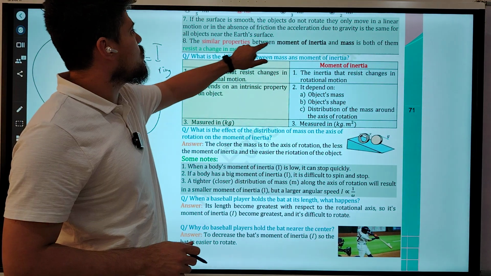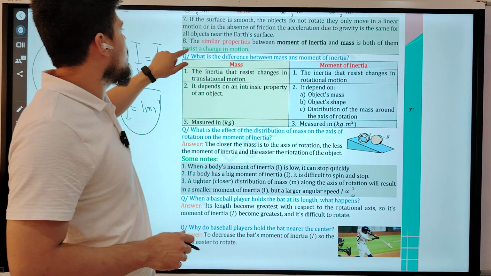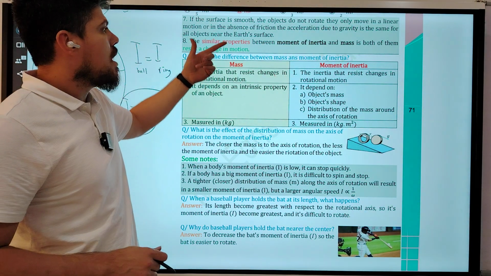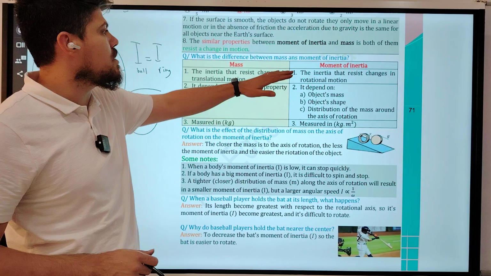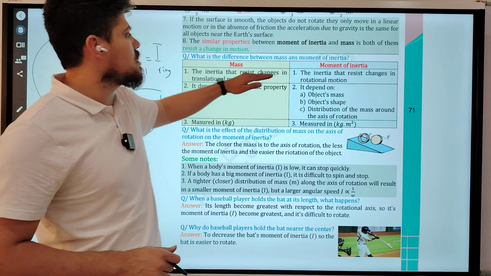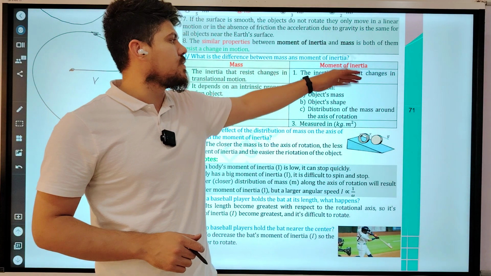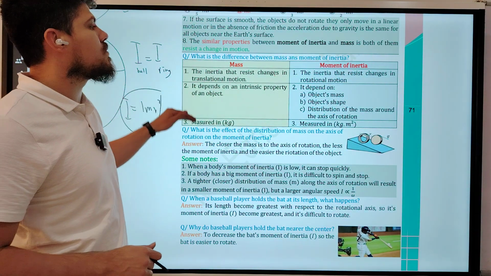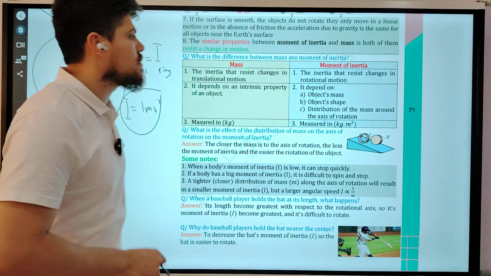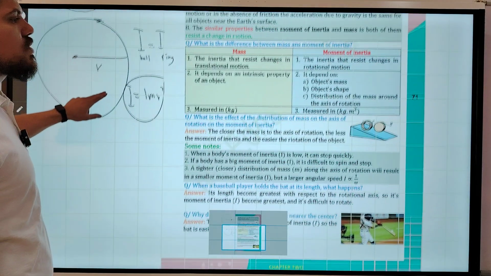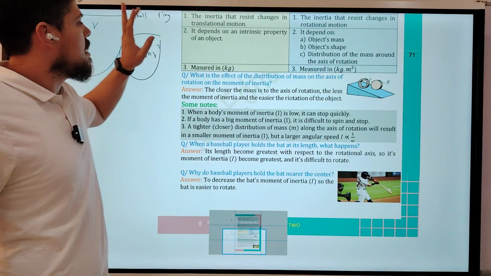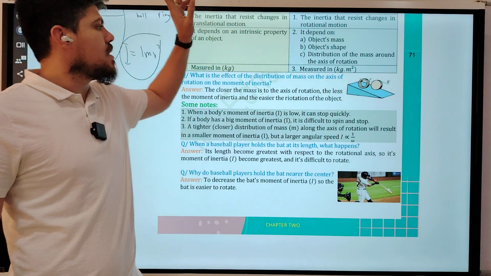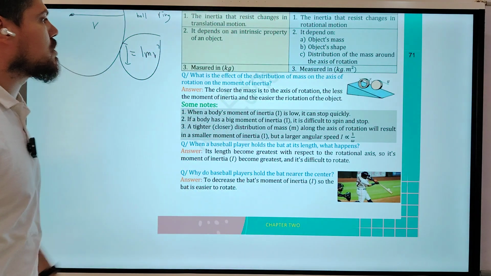The similar property between moment of inertia and mass is that both of them resist change in motion. But mass resists change in translation, while moment of inertia resists change in rotation. Mass depends on the intrinsic property of the object, while moment of inertia depends on the object's mass, its shape, and the distribution of the mass around the axis of rotation. Mass is measured in kilograms, moment of inertia in kilogram meters squared.